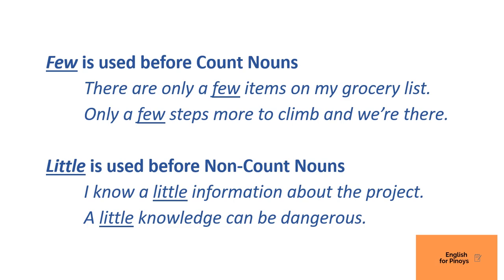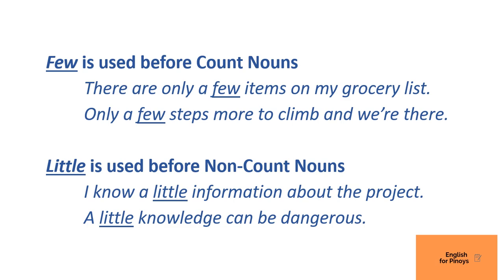There are only a few items on my grocery list. So the noun there is items. It's a count noun, of course. You have the plural form, the S form of items, so you use few. Another one: only a few steps more to climb and we're there. So the noun here is steps. It's a count noun. It has a plural form, and therefore we use few.